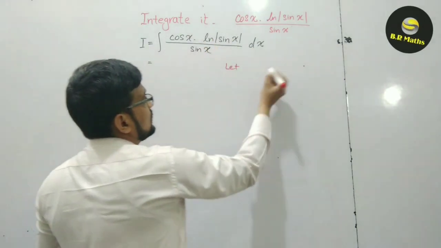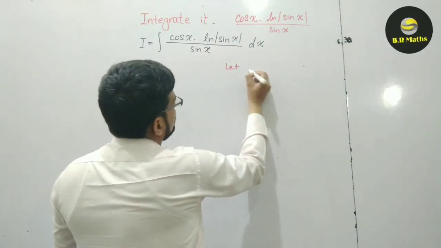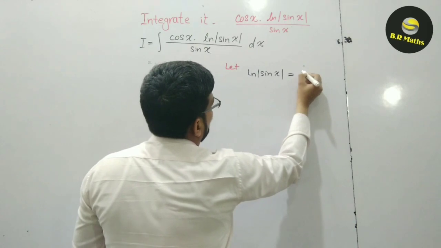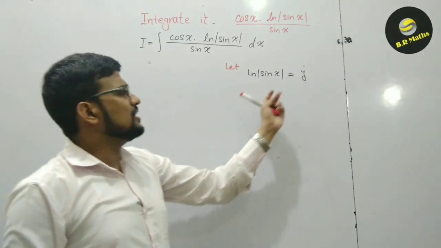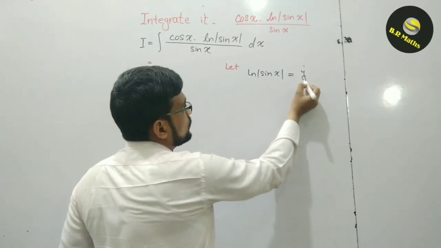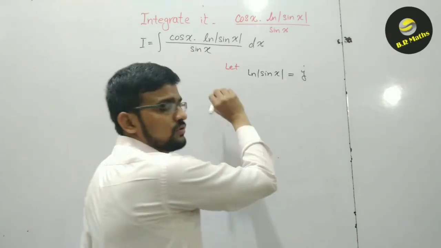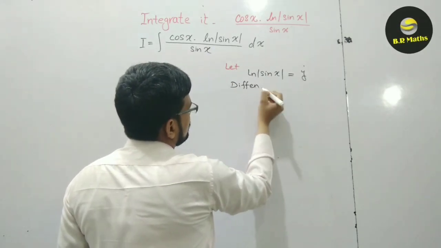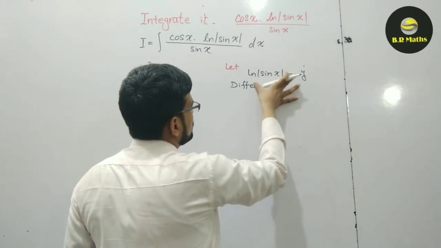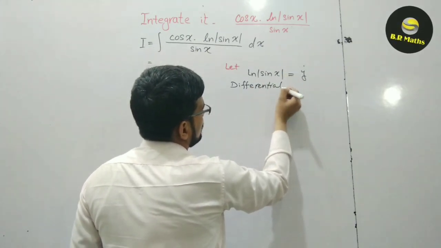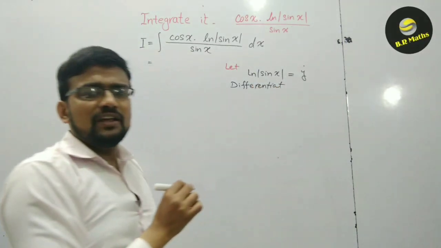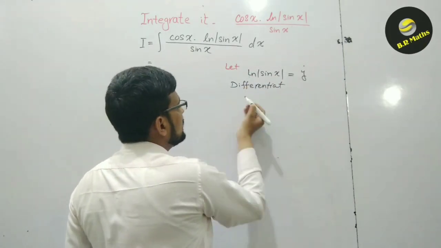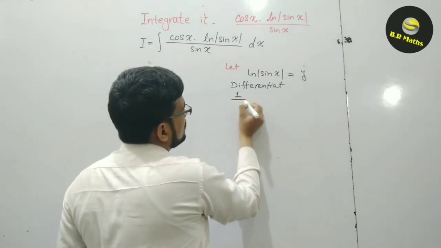So let natural log of sin x be y. Okay, you can take any variable, let's suppose y, and then differentiate on both sides. The derivative of a natural log is 1 over x, and in this case natural log of sin x, it means 1 over sin x.